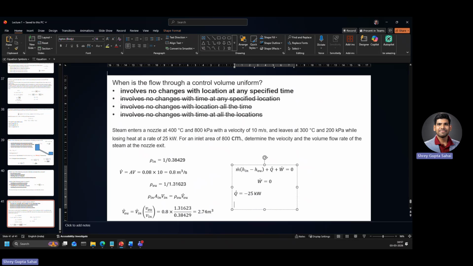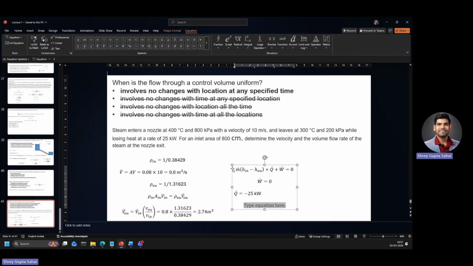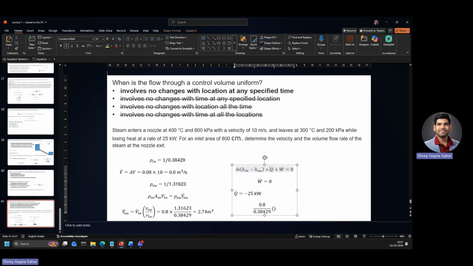And then the mass flow rate is known to us. That is 1 by 0.38429, and then this is 0.8. So this is the mass flow rate, by the way. H in and then H out, let's calculate. Okay, there's another thing. We should have a plus.